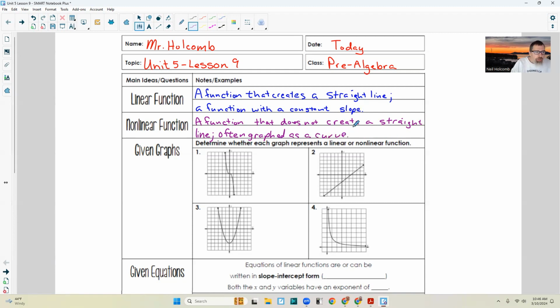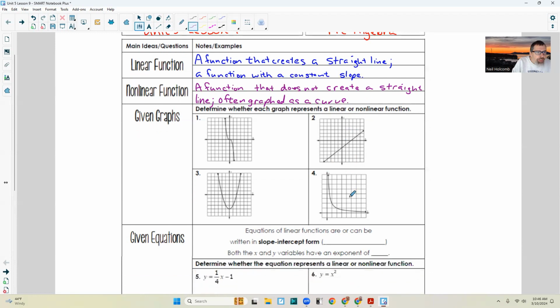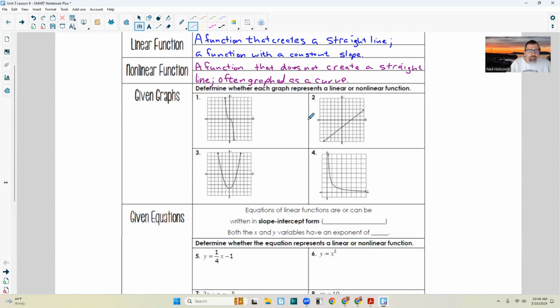Okay, so moving on, given graphs, determine whether each graph represents a linear or non-linear function. So we want to know if it's linear or non-linear. That's all we're doing here. So this comes down and it curves and turns and goes down again. So obviously it is not a straight line with a constant slope. It changes, graphing as a curve. So this is non-linear.